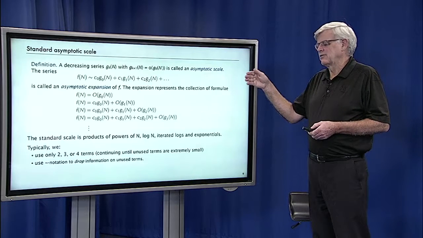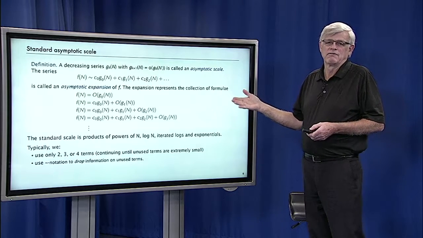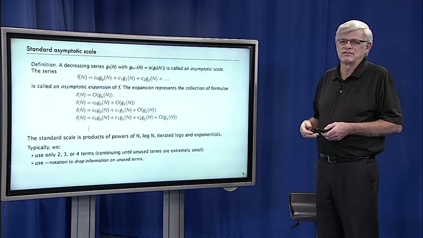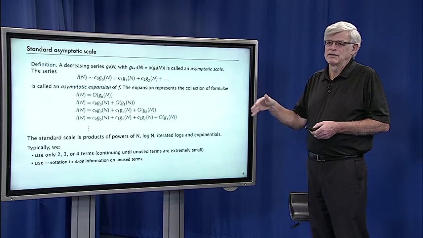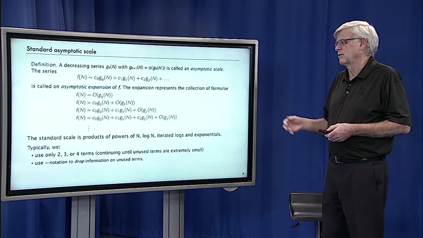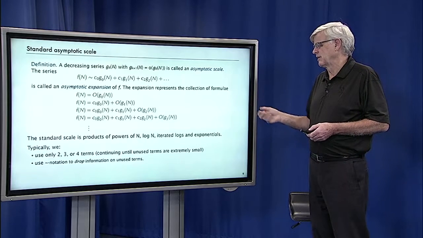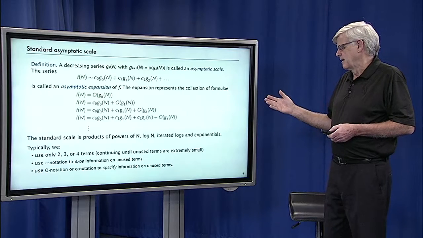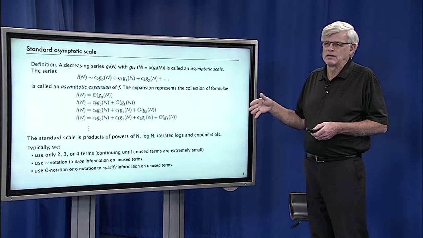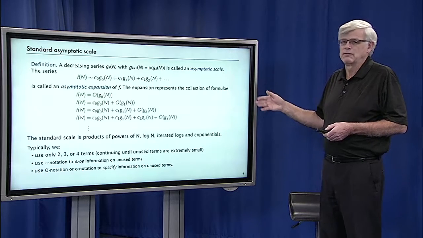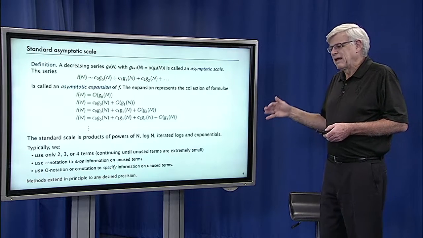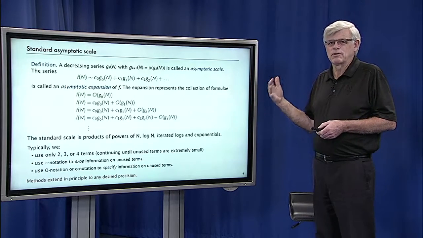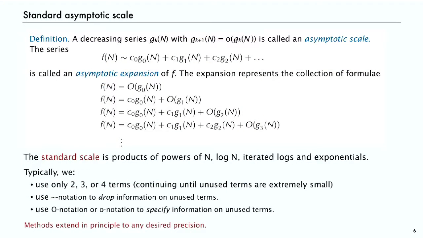So we use the tilde notation if we don't want to bother carrying around the big O information, and a lot of times that simplifies the calculations and there's no reason not to. We usually check our asymptotic estimates against the actual values to make sure that what we have is giving us the accuracy that we want. And if we do mathematically want to specify information on the unused terms, we go ahead and do that using the big O notation or the little o notation. But the main point is that the methods we use in principle should extend to any desired precision. If we need more terms, we can get them.